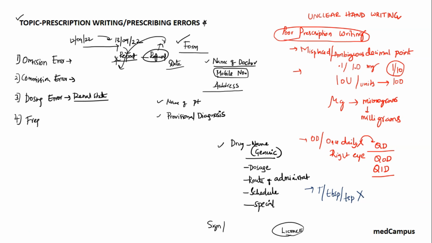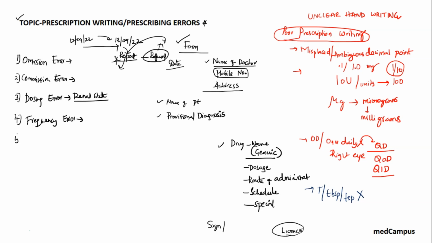And the drug frequency error. Sometimes, for example, Pantop is written BD when Pantop OD is more than enough. There are some drugs for which a single dose is enough. For example, azithromycin BD, azithromycin OD, or a single dose of azithromycin is enough, right? So you have to be very careful with that.